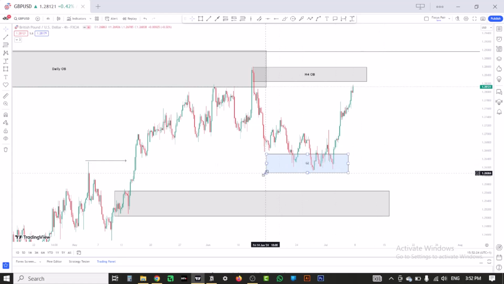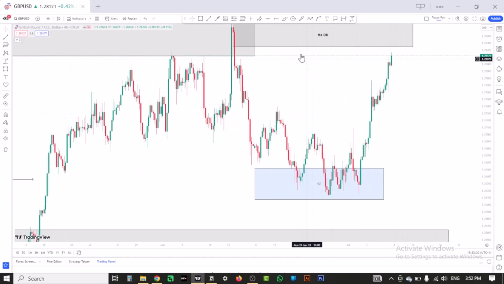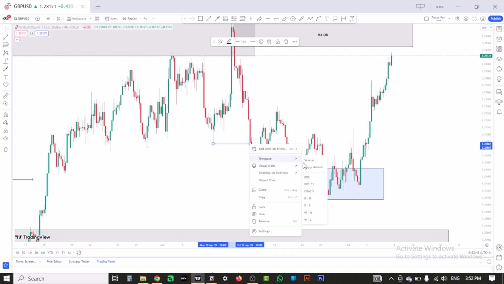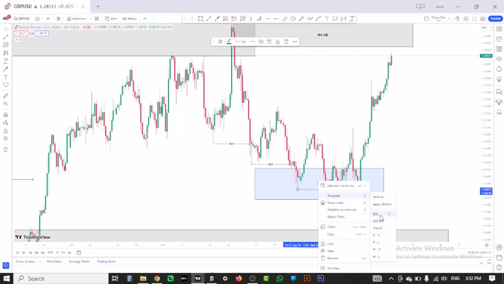After price has already made it to this area here, then give me the change of character. I can see very clearly that we had a change of character from this region here. You can see we had the drop. You can see break. So these are just like the levels that the price mitigated. We have these levels here being taken out by the market.